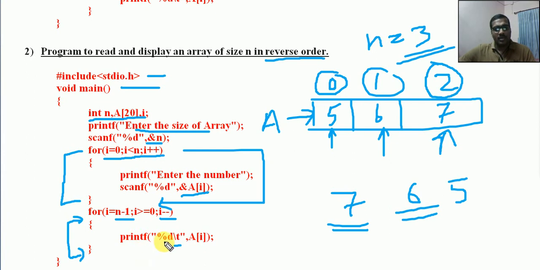Now printf("%d", a[0]). What is this a[0]? That is 5, so 5 will be printed. Again i will be decremented once.